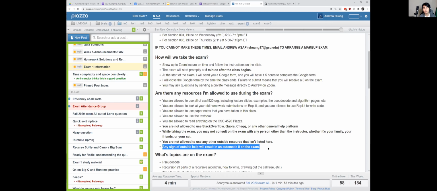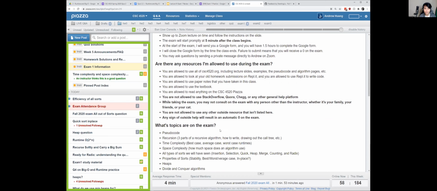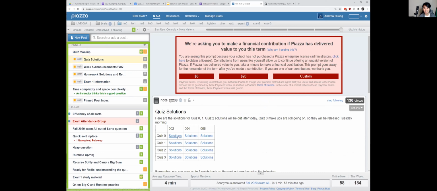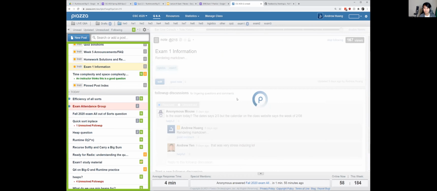Any sign of outside help will be an automatic 0, right? As someone who's already just told some of you off for using Chegg, please don't be academically dishonest here. It's as much an important part of your education as it is making sure that our society will continue producing decent software in the future. Past quizzes, yeah, it's on. If it's linked on Piazza, it's good. You can go ahead and just click through, and that's kosher.